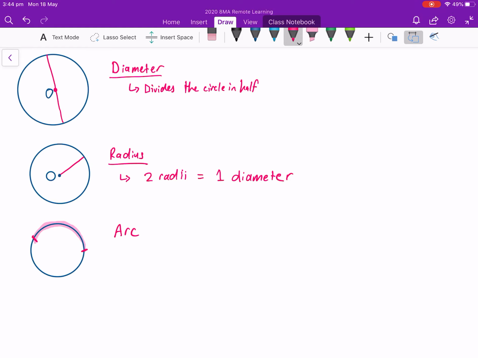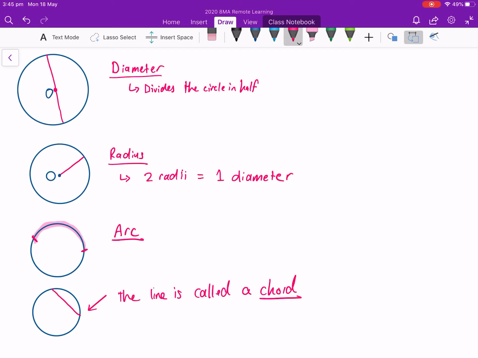If I also drew another circle, and I had a line that goes from one side to the other, this here is called a chord. The line is called a chord.